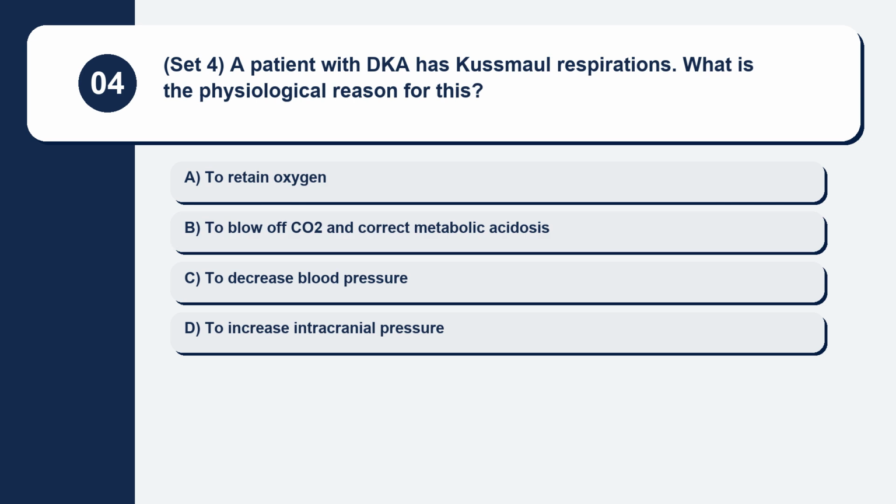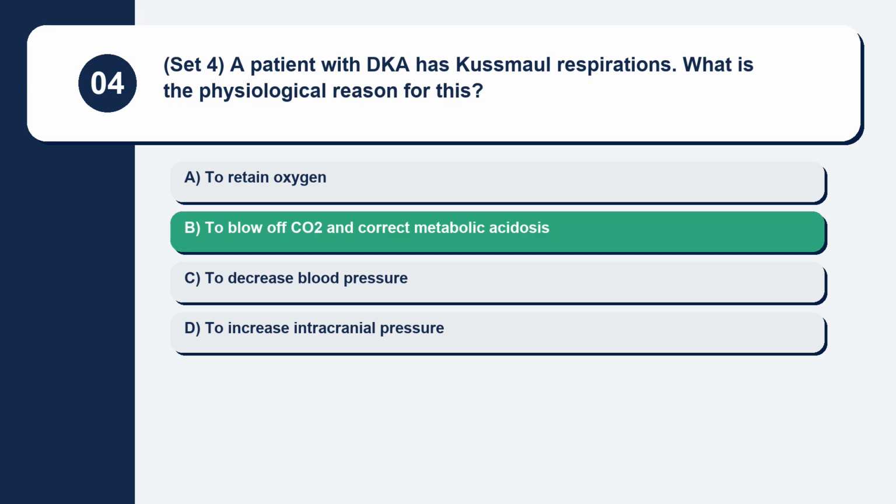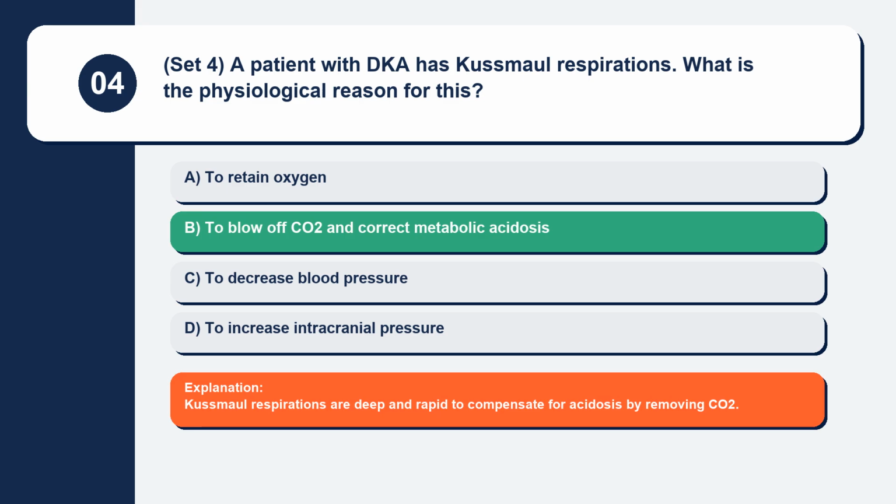Question 4. Set 4. A patient with DKA has Kussmaul respirations. What is the physiological reason for this? To retain oxygen. To blow off CO2 and correct metabolic acidosis. To decrease blood pressure. To increase intracranial pressure. Kussmaul respirations are deep and rapid to compensate for acidosis by removing CO2.